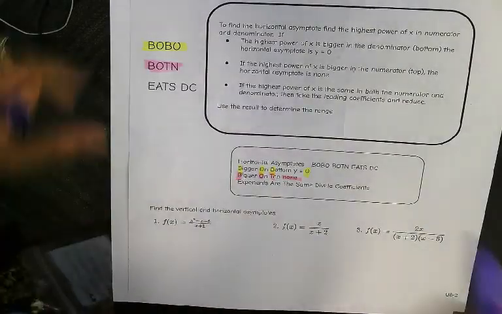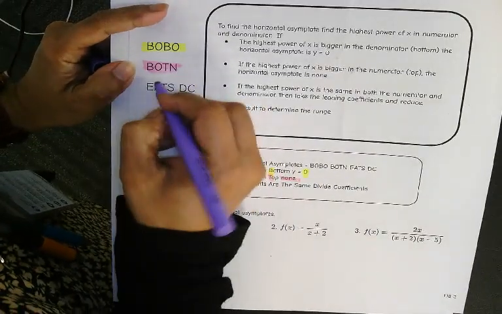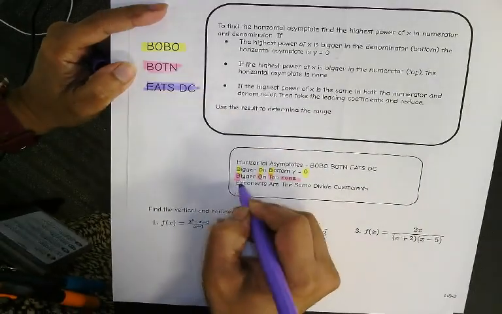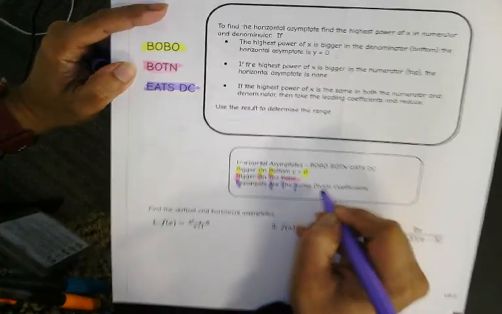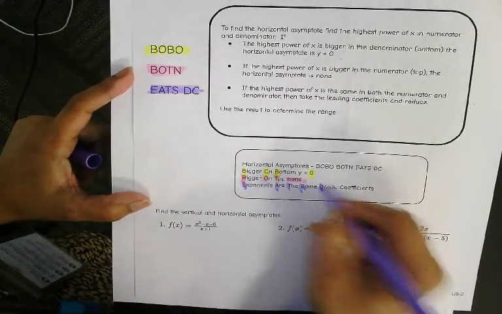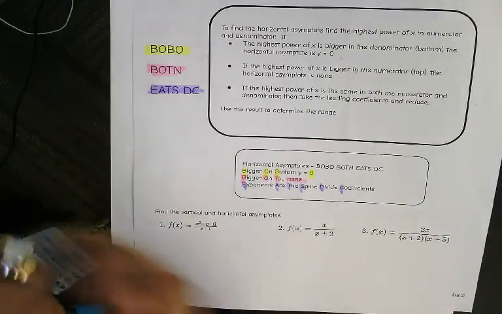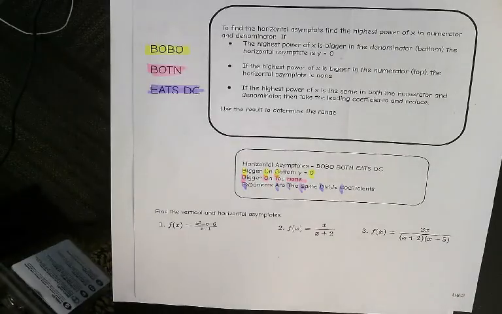And the last one is "it's DC". It means the exponents are the same. So in that case, we are going to divide the coefficients. That's how we named them. Let's see how it works.